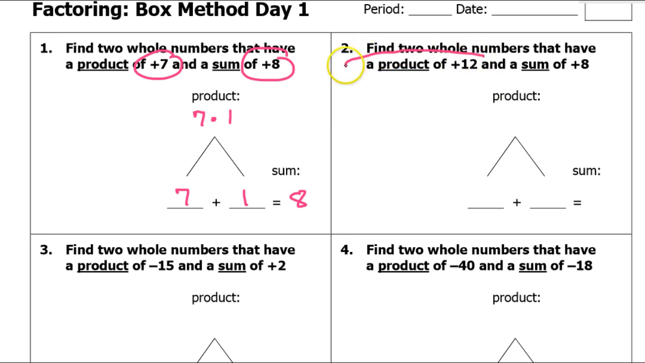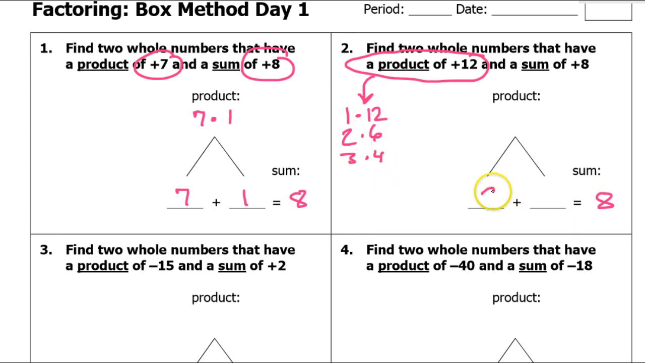Next, we want a product of 12. So with that in mind, we know that 12, of course, is 1 times 12, but it's also 2 times 6 and 3 times 4. All of these will give me positive 12. So we want the sum to be positive 8, though. So which of these pairs can give me a positive 8?